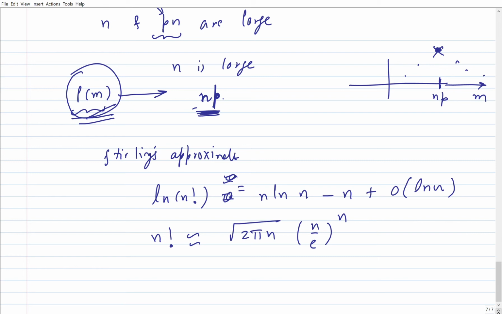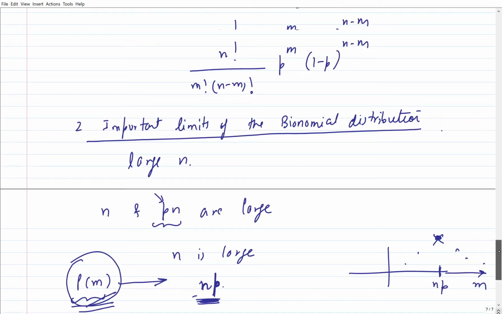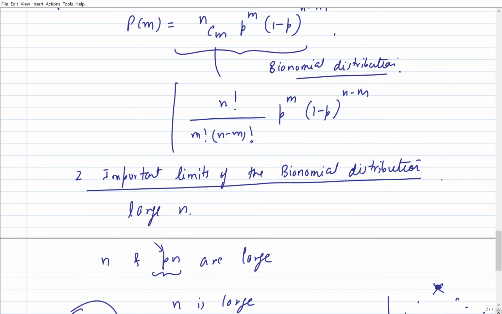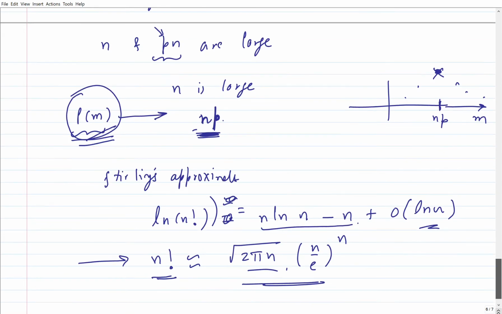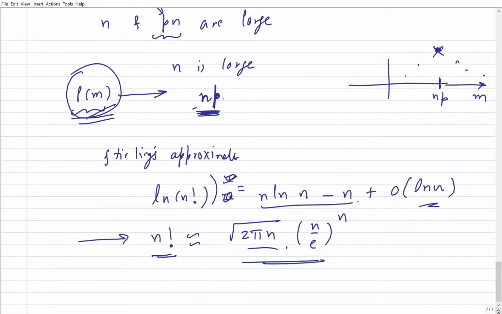So a lot of times you just use log n factorial to be n log n minus n. You neglect this guy, but this is the more precise formula to approximate n factorial by n over e to the power of n times some factor square root of 2 pi n. So we will be using this expression, and this is an exercise for you. So work it out.